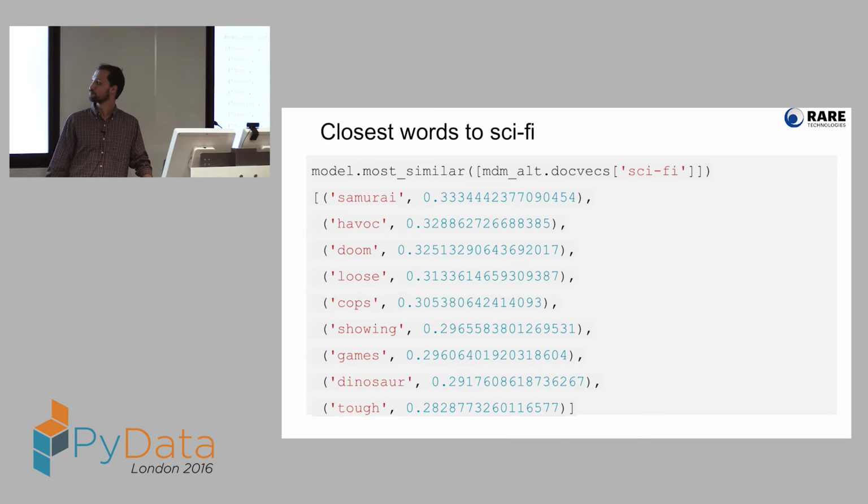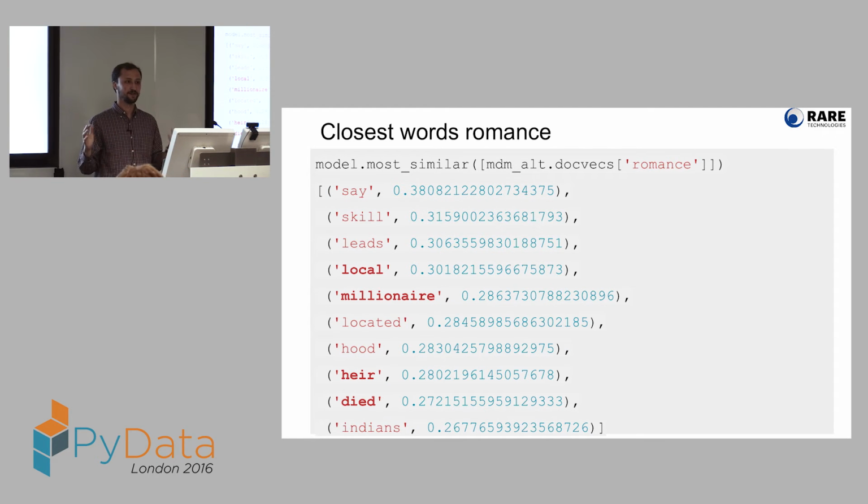The interesting part is that sci-fi, for example, becomes a vector in my space. So I have these words in there and I also have genres, and I can see what the closest words to sci-fi are. I trained this model, and I think it took about 30 seconds to train. I can already see that it looks okay. The closest words to sci-fi are Doom, cops, games. Comparing them to the closest words to romance, they're very different. In romance, I have local, millionaire, hair, dyed. This is definitely romance.